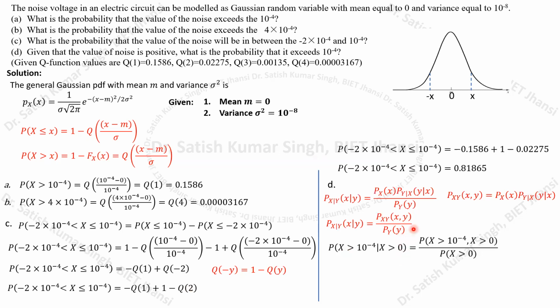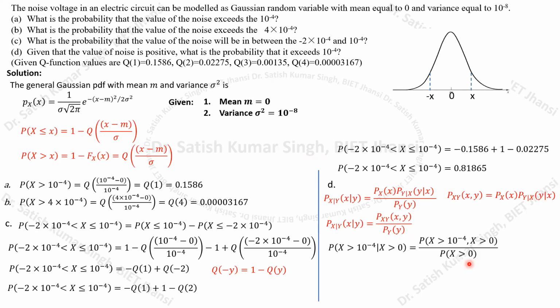So here we have to use this conditional probability formula. Okay, this particular formula, and here we have to write this joint probability equation. So we have to write: what is the probability that x will be greater than 10 to the power minus 4, comma, x will be greater than 0, divided by this particular probability. This probability will be the same as the probability of getting x greater than 0, right? So this is what we have to find out, okay?